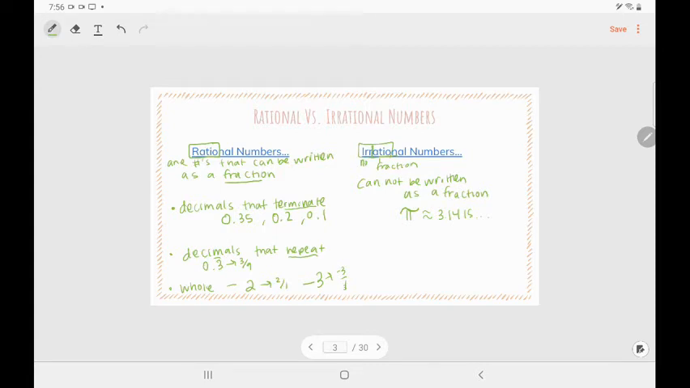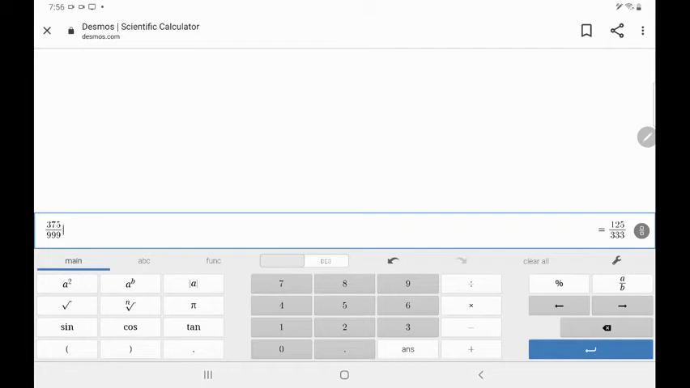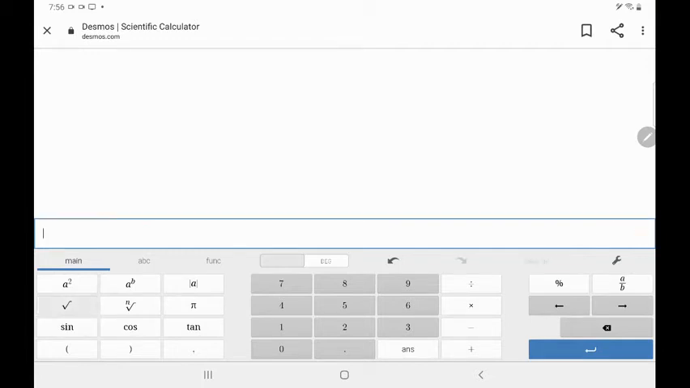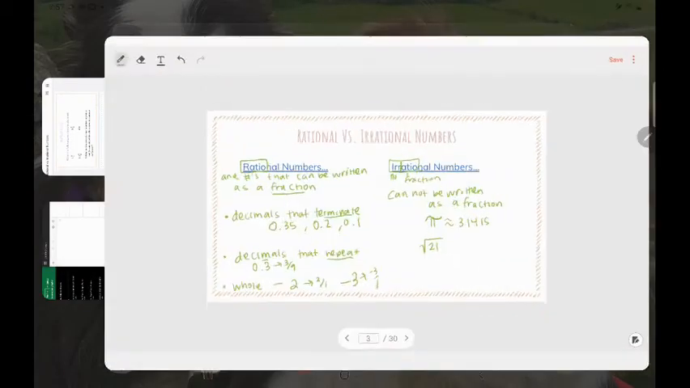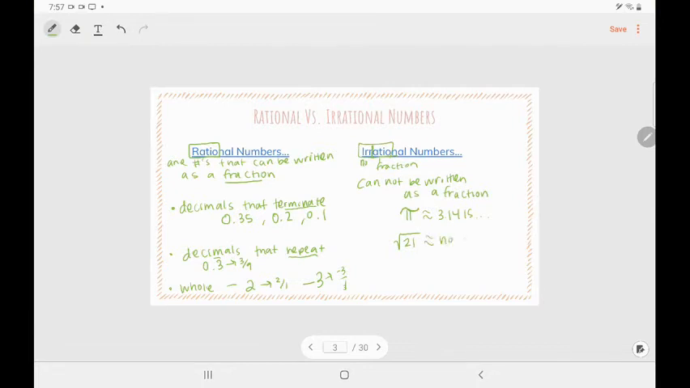Some other numbers that are irrational are square roots of non-perfect squares. So square root of 21, let's take a second and look at our scientific calculator. If I look at the square root of 21, you'll see that it goes to 4.582575695, and that does not have any repeating. No repeats, no end. So that is irrational.